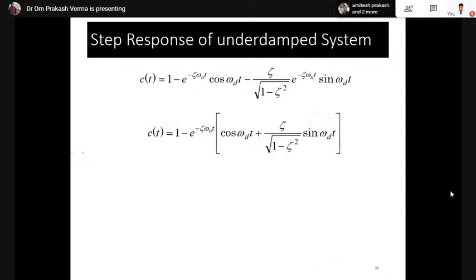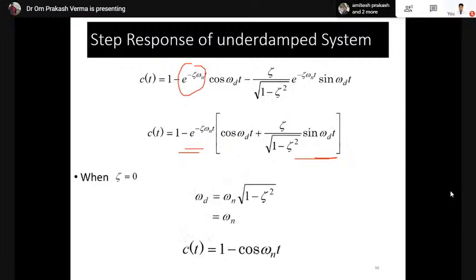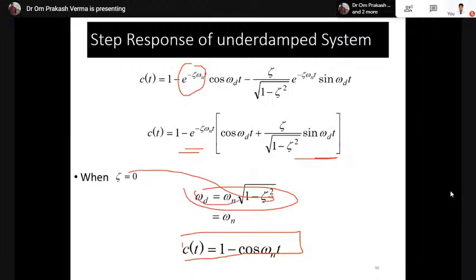Okay, now we can take the common term e to the power of minus zeta omega n t, and we have defined it like this. Again we are using some permutation and combination to solve this equation into a standard form. When you take zeta equal to 0, the equation becomes 1 minus cos omega n t, because omega d is omega n, and you have to put the value of zeta equal to 0 here and you can find that equation.